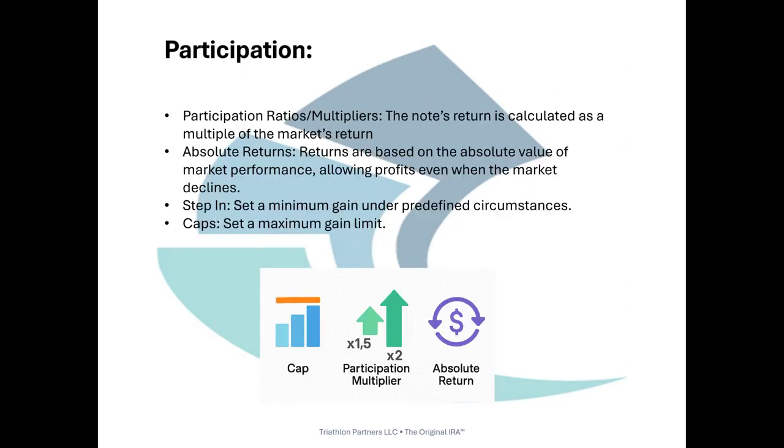The note's return is calculated as a multiple of the market's return. We have an absolute return, which we explained. If the market is negative, you can get a positive return based on the market performance. The step-in has a minimum gain under predefined circumstances, usually if the underlying asset is positive at maturity, you get that stepped-in rate. And we have caps, where there's a maximum amount that you can earn.